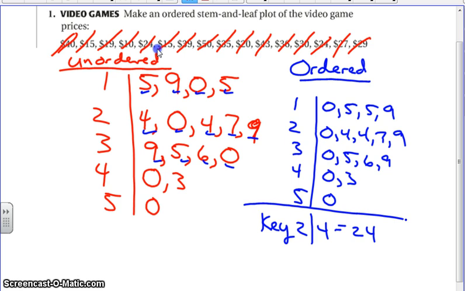Like, could we find the range? How do you find the range? Do you remember? You subtract the least from the greatest. Right. So what is the greatest, everyone? 50. And the least? 10. So the range is 40. 40. Good. We could find the mode.